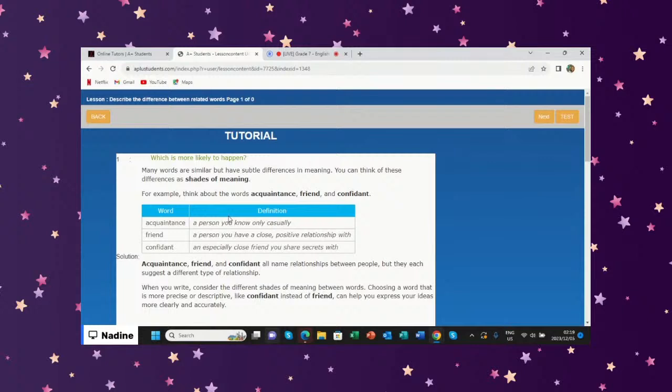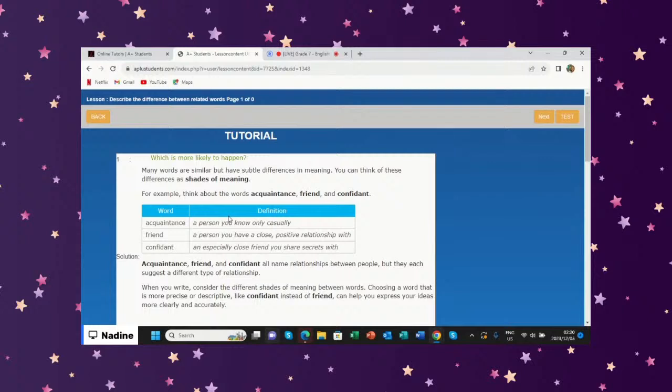And when we look at these three words that are kind of similar but have subtle differences in meaning, these are the things that we call shades of meaning. Because if you look at all three of these words, acquaintance, friend, and confidant, all three of them name relationships between people, whether it is casual, close and personal or positive, or where we can literally share a secret with, like you trust this person, right?